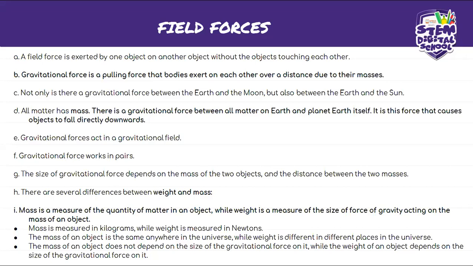All right. Now, there are several differences between weight and mass. So let's just look at them. Mass is a measure of the quantity of matter in an object, while weight is a measure of the size or force of gravity acting on the mass of an object. Mass is measured in kilograms, while weight is measured in newtons.